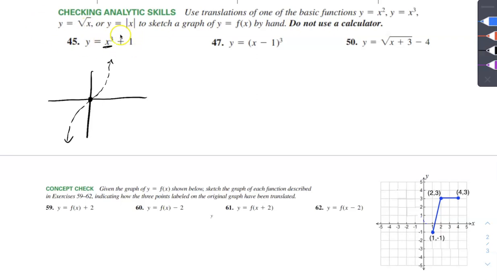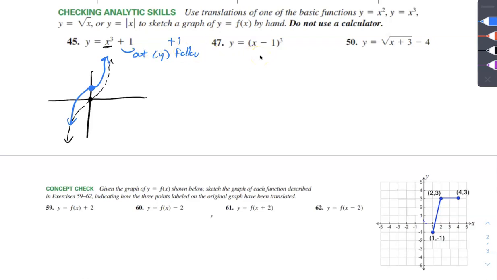And then we want to do whatever shift we have to do for this one. So this one, it's on the outside, right? That affects the y value, and you want to follow what it tells you to do. So we're going to go plus 1 right there, and then we just graph the same function. So something to that effect.